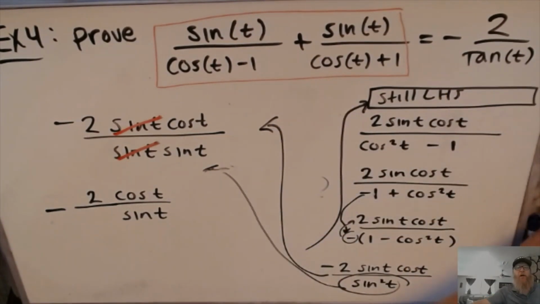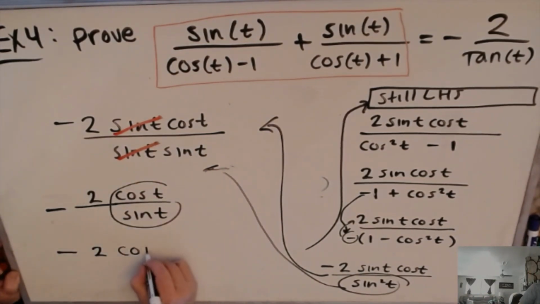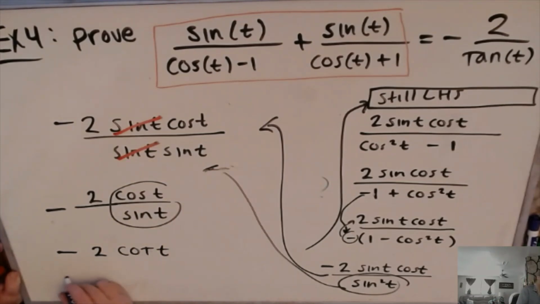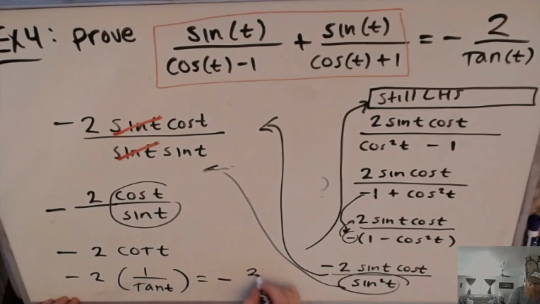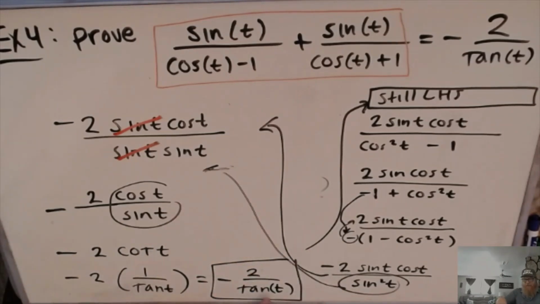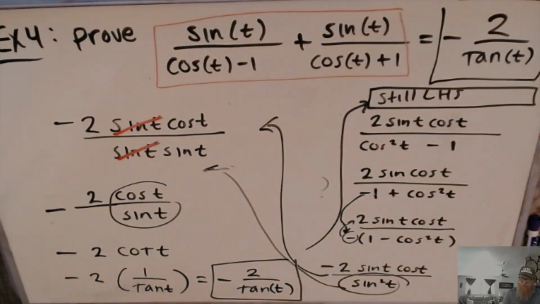We are so close. And so now you have -2 cosine over sine, which is cotangent. Cotangent is 1 over tangent. And there you go: -2 over tangent t. And I like to put my parentheses back when I'm done. This is now equal to this. And so it has been proven.